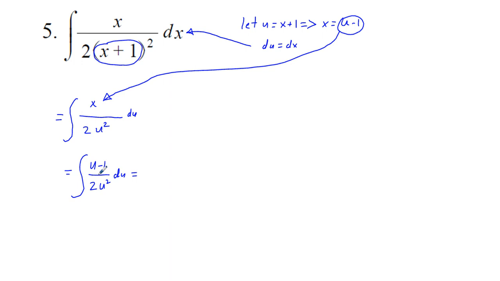And working to the right, we're going to take this 2 in the denominator and put that out front. So we have 1/2 the integral of u minus 1 over u squared du. Now, we have a common denominator, this u squared, and we have two different terms in the numerator. So we're going to split up these terms in the numerator. So we get 1/2 the integral of u over u squared du minus 1/2 the integral of 1 over u squared du.